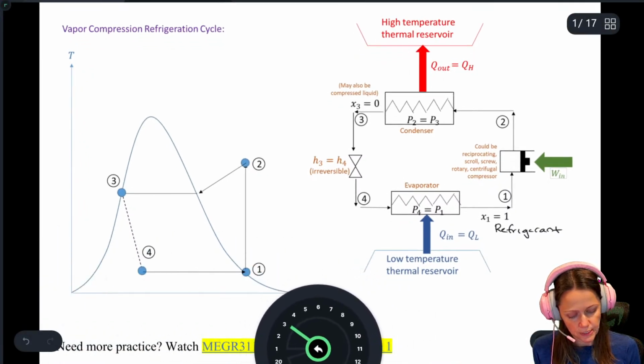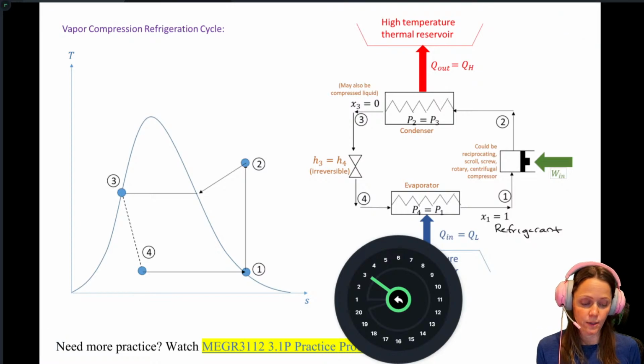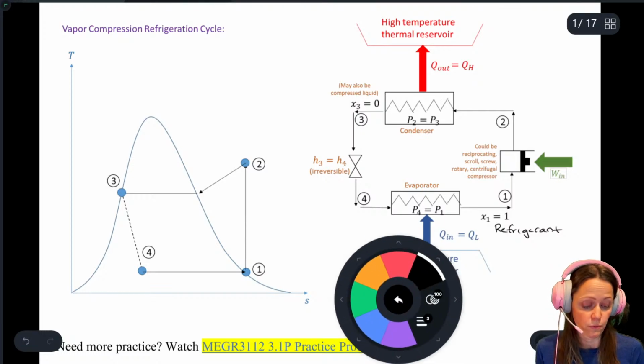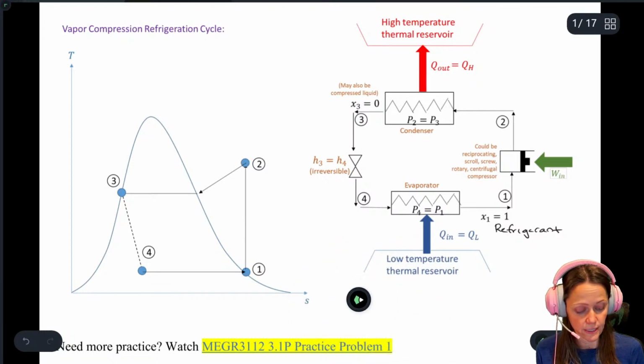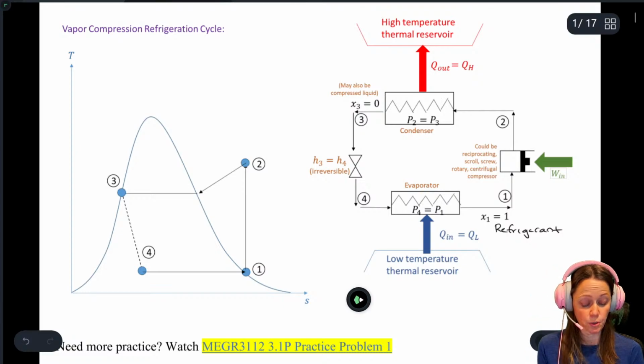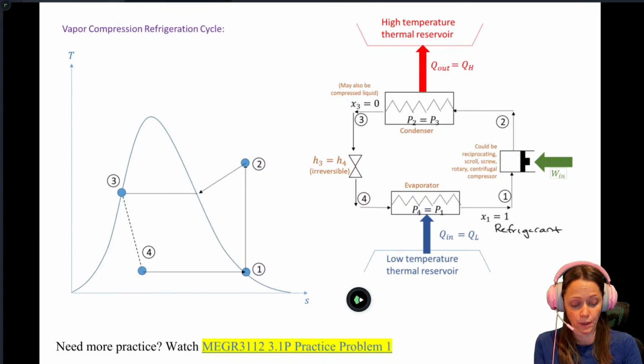If you look at this TS diagram, you can see from 1 to 2, you've got a compression process, and ideally it would be an isentropic process. From 2 to 3, this is the heat exchanger through which you're transferring that heat. So let's say that this is a refrigeration cycle. It's acting as a refrigerator. Well, from 1 to 2, your pressure is going up because you're compressing it, but also as the pressure is going up, the temperature is going up as well.